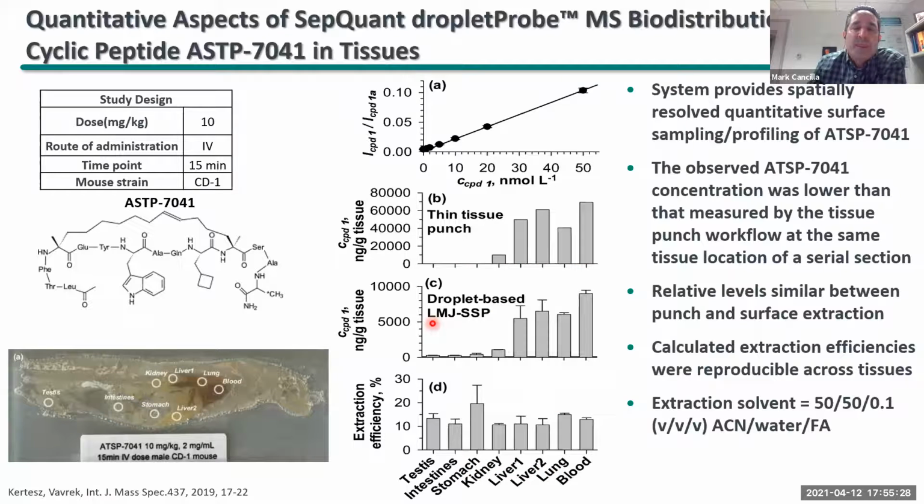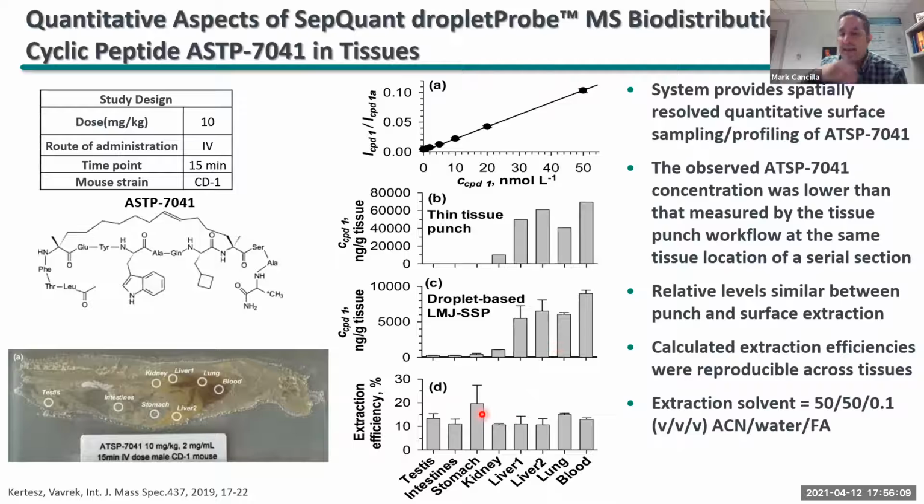So we have the testes, the intestines, stomach, kidney, liver, lung, and blood as you go across the x-axis. And the first thing you can see when you compare the tissue punch, they're calling it, versus the tissue extraction, is the profiles look virtually identical. So this was exciting that the relative amounts were the same. At least you're getting that same profile. That was very exciting. But as one would expect, if you're doing an extraction from a tissue punch, you're probably going to have a little bit more volume from tissue in there, we're getting about 6 to 8 times more from the punch, but it's still very detectable using the droplet probe or the tissue extraction method.